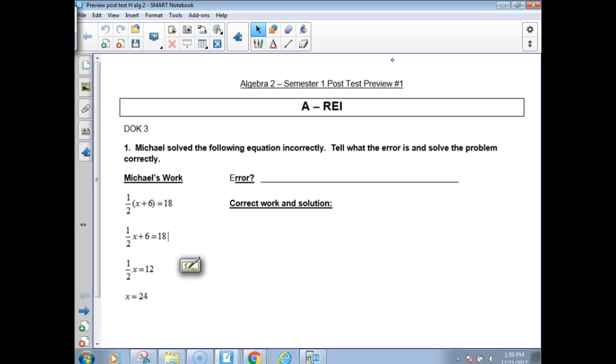Okay, this is our semester 1 post-test preview, and we're going to practice and get ready for our post-test tomorrow.